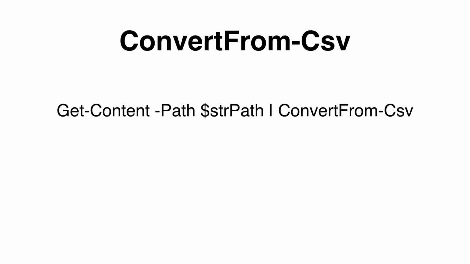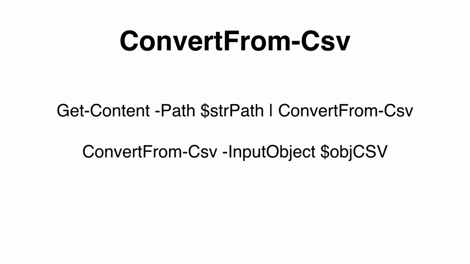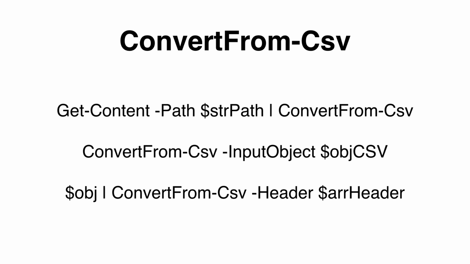To convert information from comma-separated values to an object, we can use ConvertFrom-Csv to do this. This is where the type information is very important. It is used to change the CSV to the proper PowerShell object. We can either pipe the CSV to the ConvertFrom-Csv commandlet or add the CSV as the input object parameter. If we would like to change the header information while importing, we can do so by specifying the header parameter.